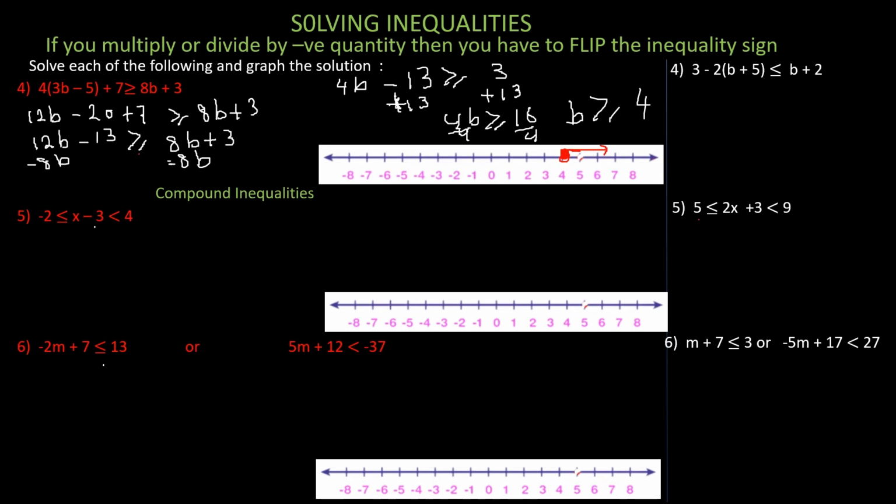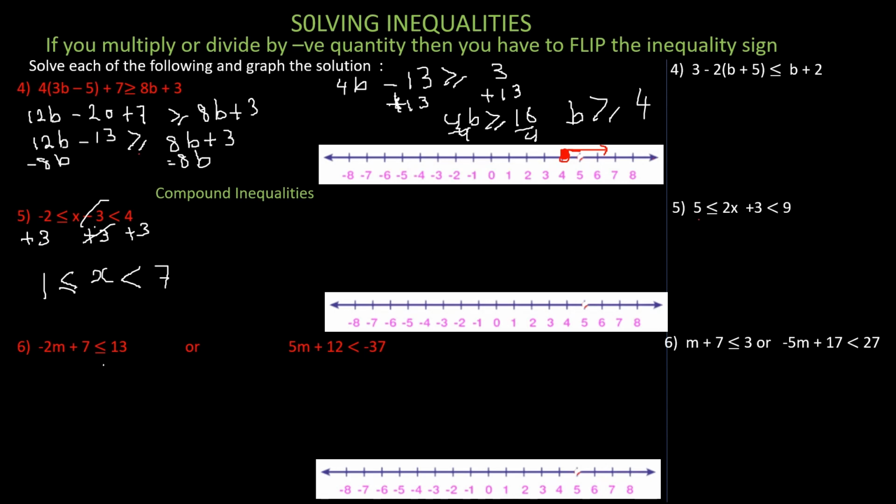We have x minus 3, then we have to cancel negative 3 by adding positive 3, but for each side. Negative 2 plus 3 is 1, and keep the sign as it is. X minus 3, negative 3 and positive 3 will go together. Then it will be x, 4 plus 3 is 7, and it's x greater than or equal 1 and less than 7.